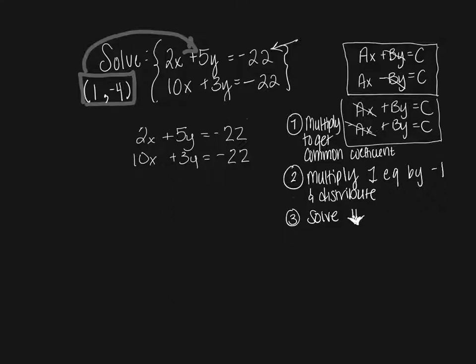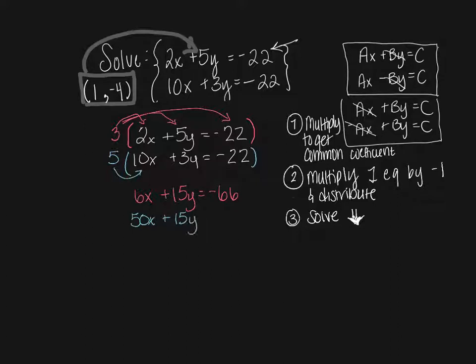Well, if I think about multiplying my top one by 3, 3 times 5 is 15, and then I could multiply my bottom equation by 5, that's going to turn this into a common coefficient of 15. Let's look at how this works. 6x plus 15y equals -66. How did I get that? I distributed my 3 to every single term. The next thing to do would be to distribute your 5 to every single term. So you get 50x plus 15y equals -110.